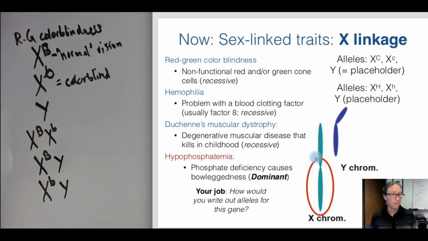You could use H's for hemophilia, D for muscular dystrophy. Hypophosphatemia would be a little bit different, right? So think about how you would write out alleles for hypophosphatemia.